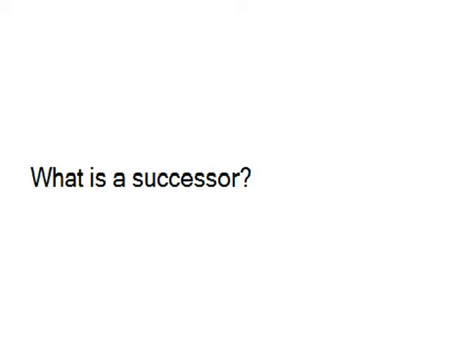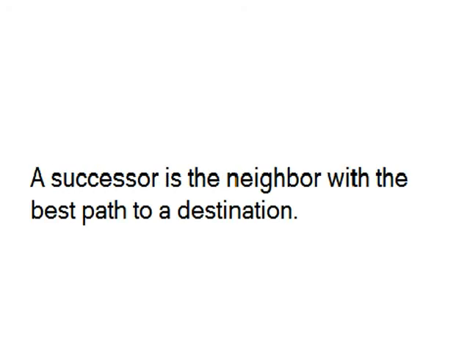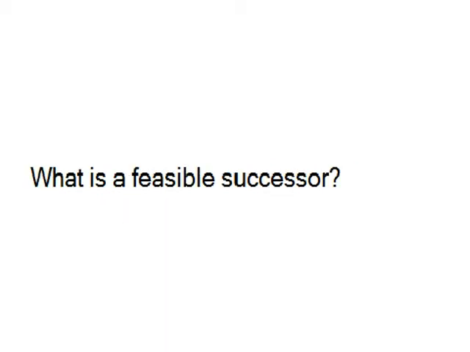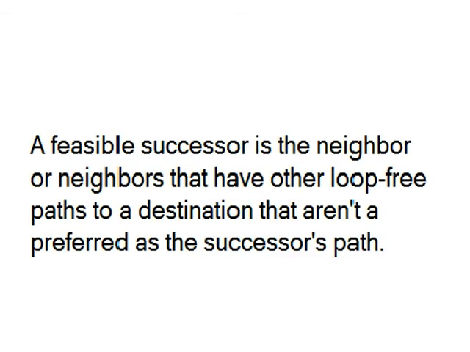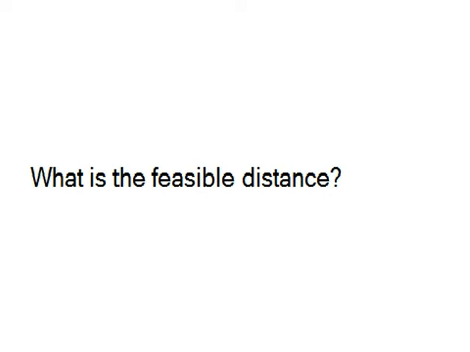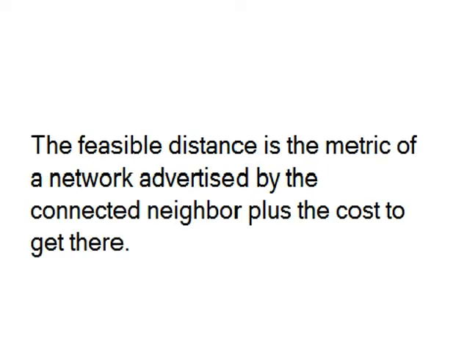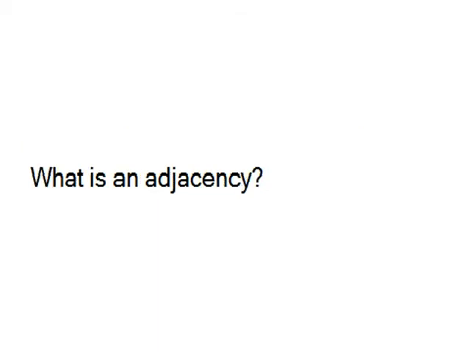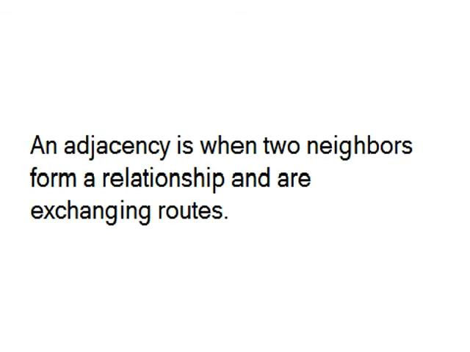What is a successor? A successor is the neighbor with the best path to a destination. What is a feasible successor? A feasible successor is the neighbor, or neighbors, that have other loop-free paths to a destination, that aren't preferred as the successor's path. What is the feasible distance? The feasible distance is the metric of a network advertised by the connected neighbor plus the cost to get there. What is an adjacency? An adjacency is when two neighbors form a relationship and are exchanging routes.